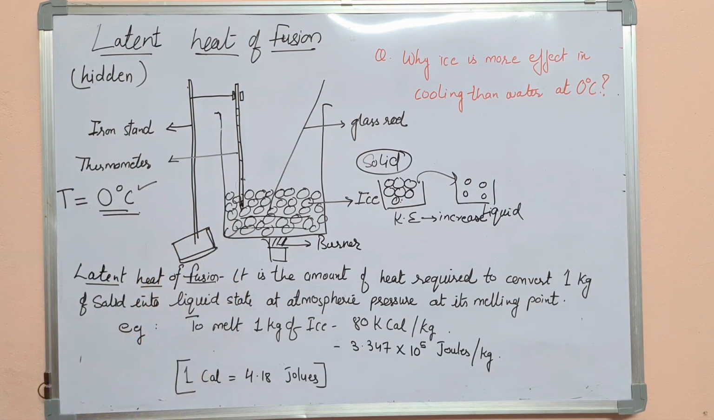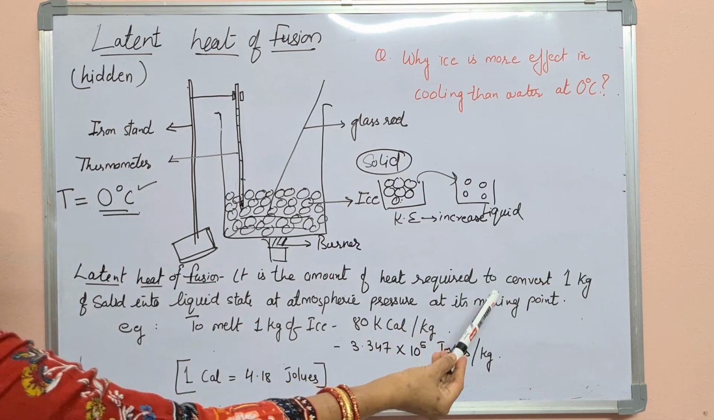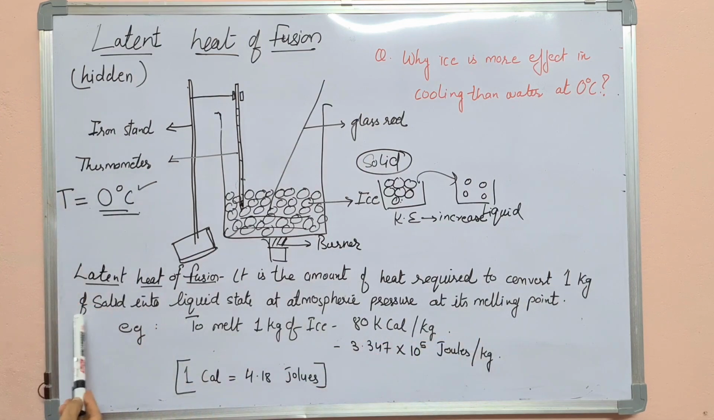मतलब इस आइस ने कुछ गर्मी ली, कुछ हीट ली, so that it can convert into liquid water. So let's see the definition of the latent heat of fusion. It is the amount of the heat required to convert 1 kg of solid into liquid state at atmospheric pressure at its melting point. एक और बार बोल रही हूँ, it is the amount of the heat required to convert 1 kg of solid. Fusion है तो solid will convert into liquid at atmospheric pressure at its melting point.